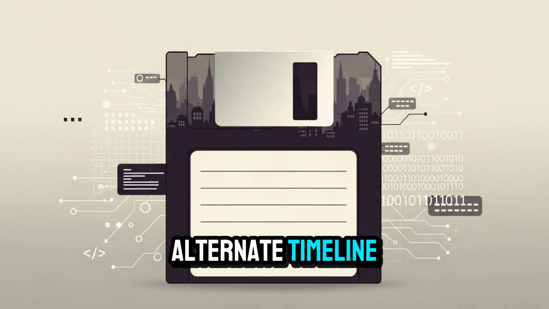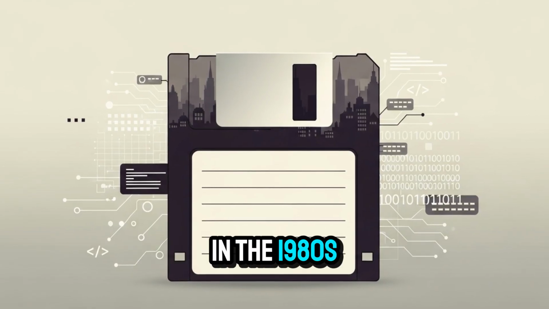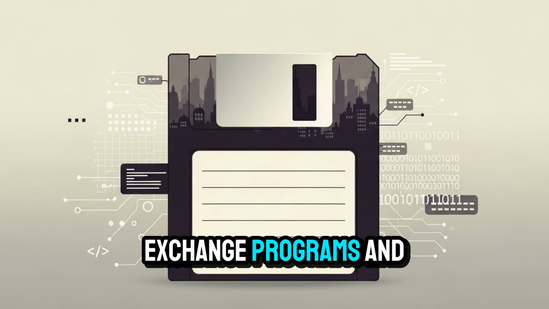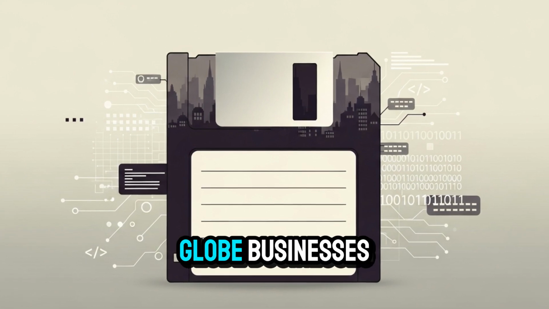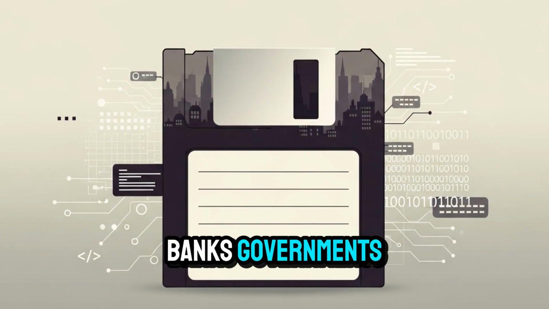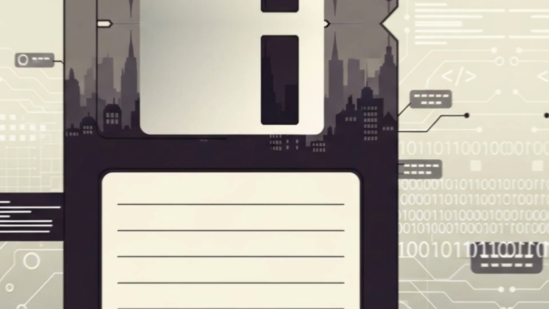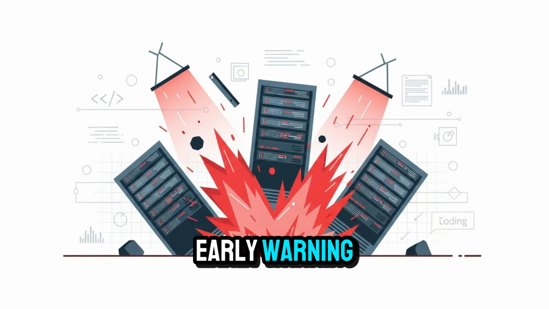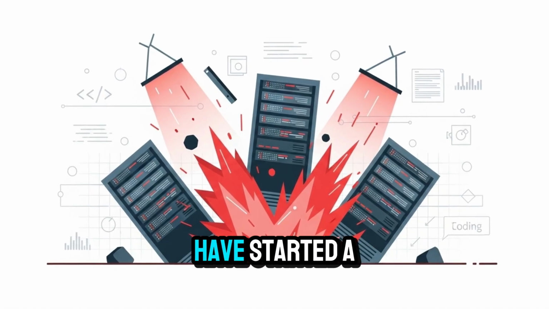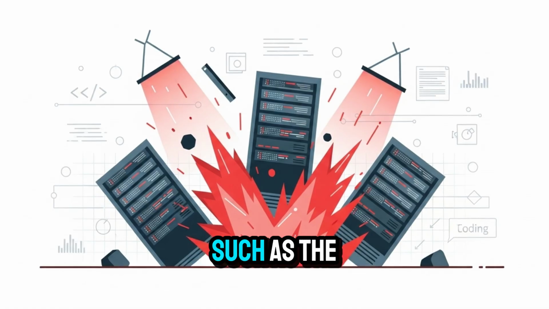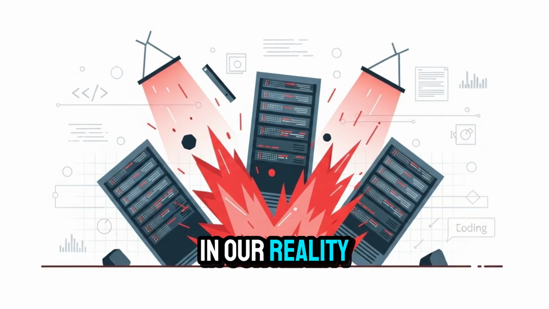Imagine this alternate timeline. Computers spread rapidly in the 1980s and 90s. Floppy disks exchange programs and data across the globe. Businesses, banks, governments, none of them suspect that invisible dangers might lurk in every disk. Without the Brain virus as an early warning, antivirus research might have started a decade too late. The first global computer worm, such as the infamous Morris worm of 1988, could have caused chaos on a scale far greater than in our reality.